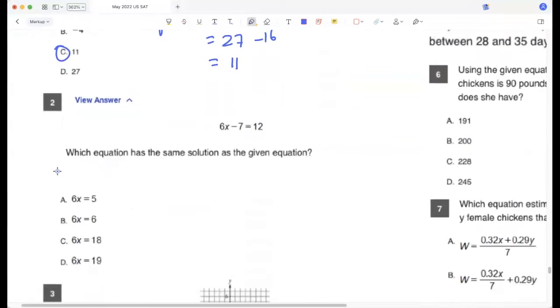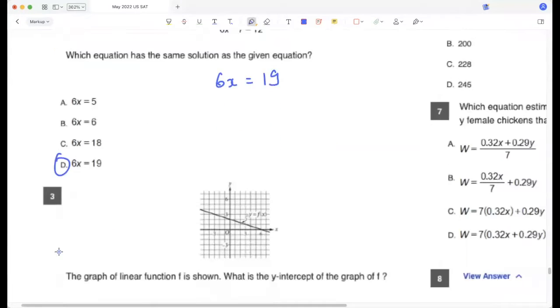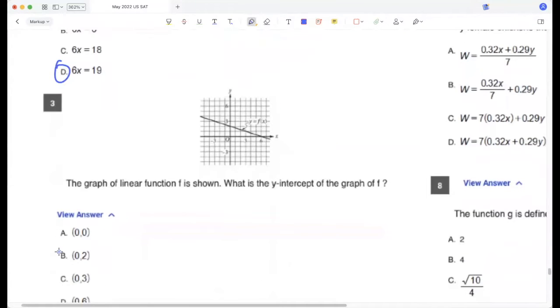Which equation has the same solution as the equation given above? So 6x is 12 plus 7, 19. So that's D.